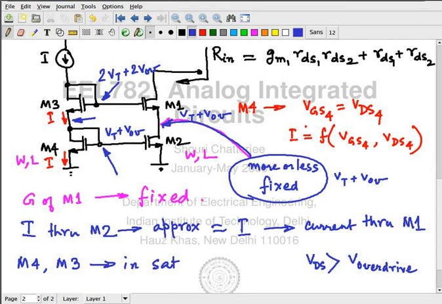What's your name? Bharat. So Bharat has better ideas. We will eventually implement what he's talking about.